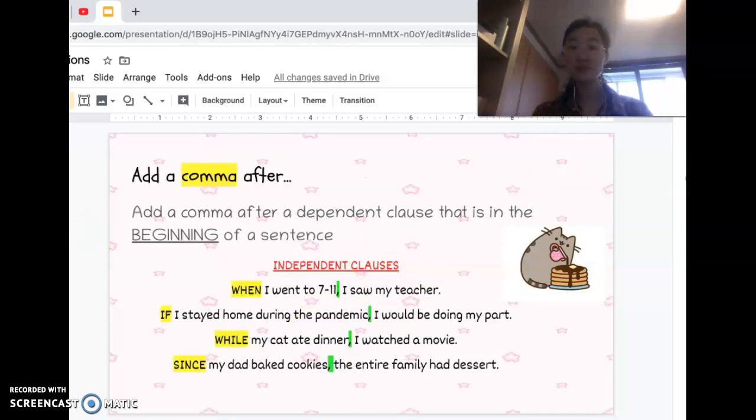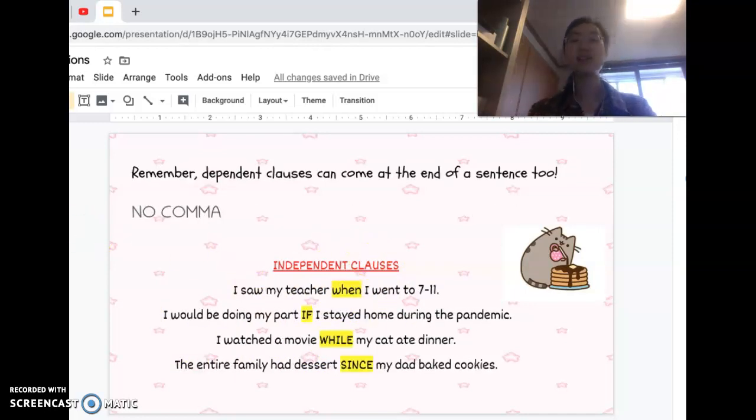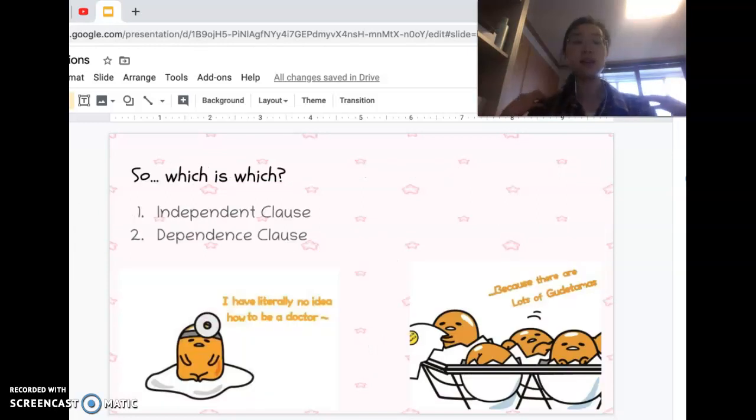All right, so going back to the beginning, looking at these two pictures, which is which? I have literally no idea how to be a doctor. Is this independent or dependent?